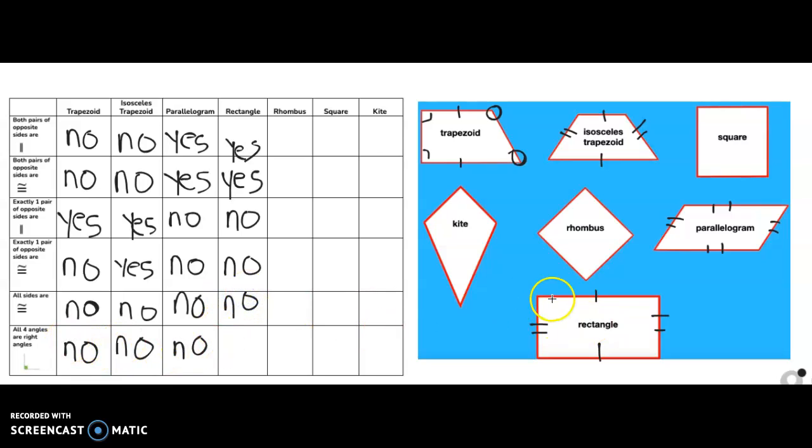And all right angles. Well, let's check. There's one here. That's a right angle. This is a right angle, and this is also a right angle, so I'm going to put a yes right here. Now I'm going to have you practice with the rhombus, square, and kite on your own.